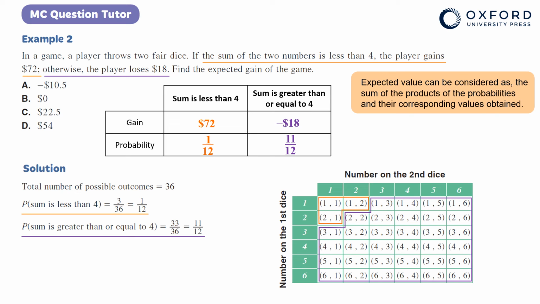As mentioned, the expected value can be considered as the sum of the products of the probabilities and their corresponding values obtained. That is, $72 times 1/12 plus -$18 times 11/12. The answer is -$10.5. It means that, on average, the player obtains -$10.5 in the game. The answer is A.